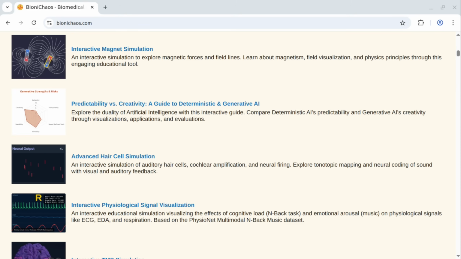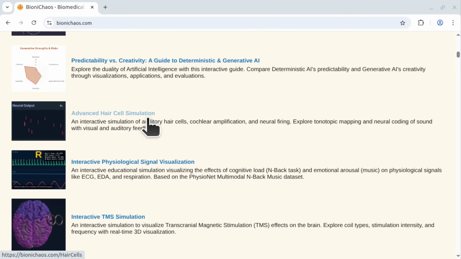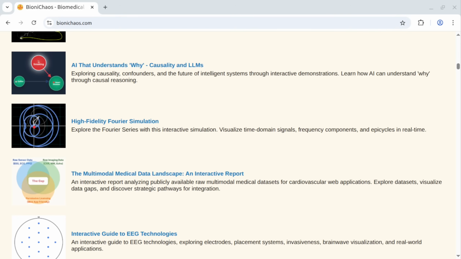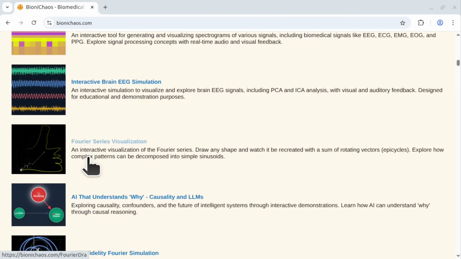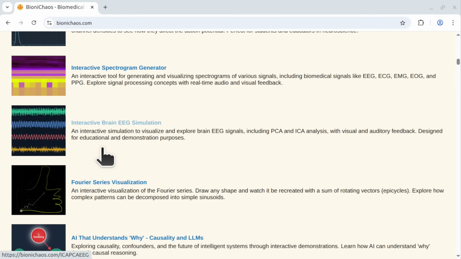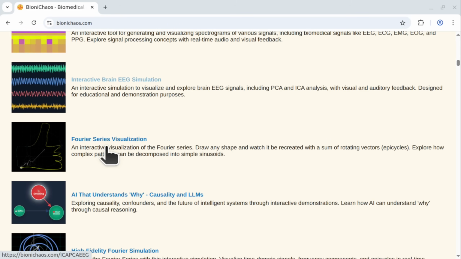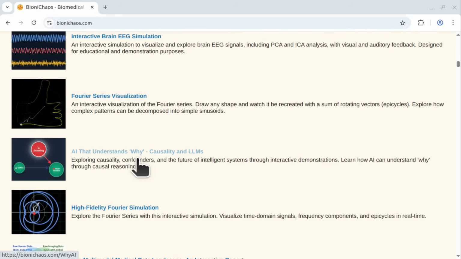Hey everyone, if you're interested in exploring these fascinating biomedical simulations, be sure to visit the website at BionicChaos.com. You'll find various interactive tools that cover topics like MRI, brain simulation, and facial recognition. We've got the interactive brain EEG simulation, which lets you explore brain waves, and the Fourier series visualization for understanding complex patterns. Plus, there's an intriguing one called AI that understands why, causality and LLMs.